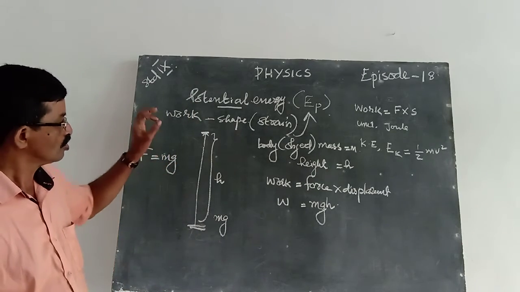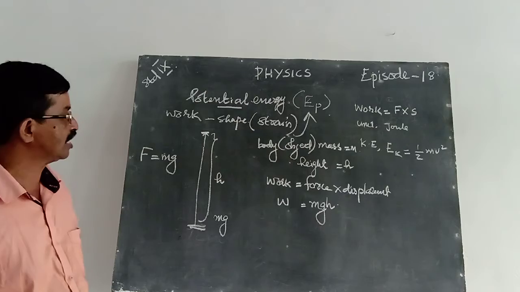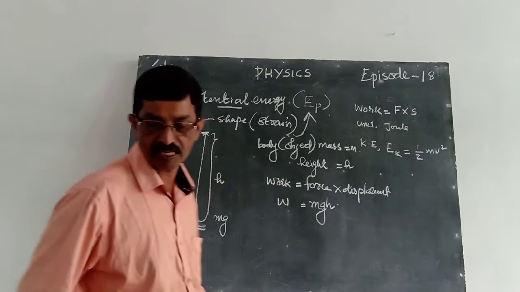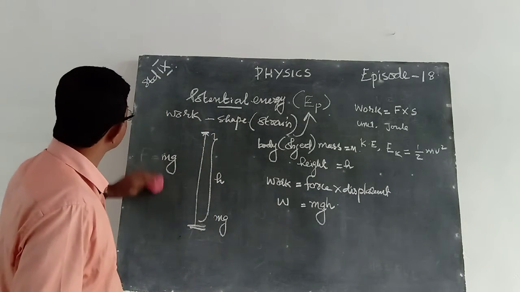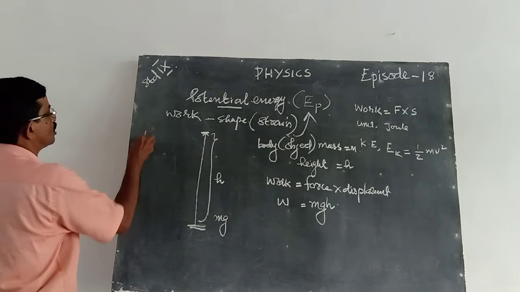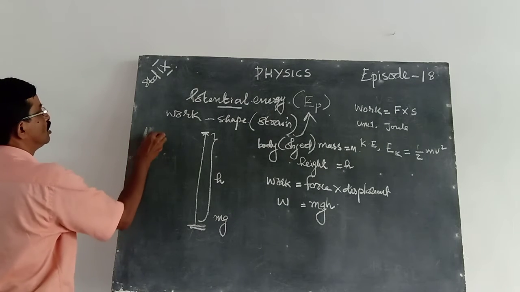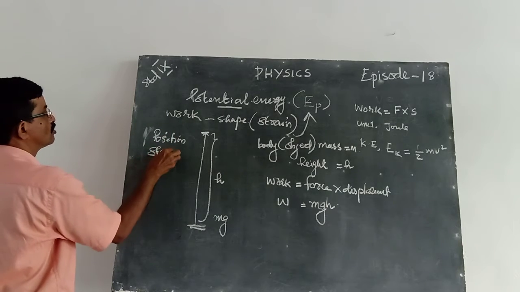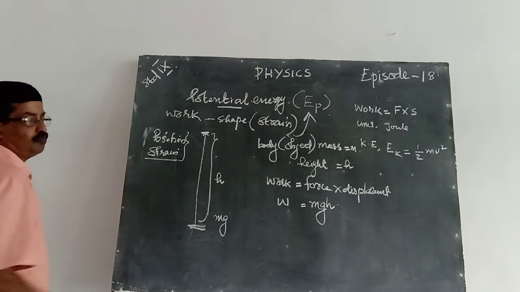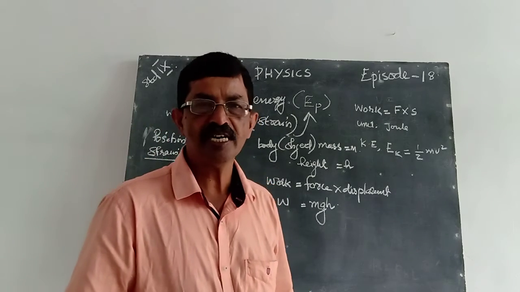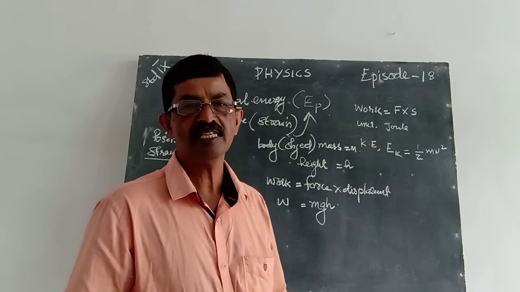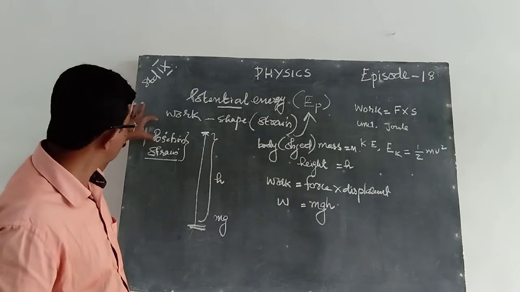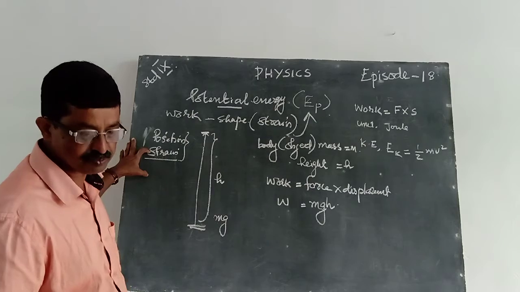So a body or an object can possess potential energy in two different cases. One is due to the change of position, another one is due to strain. So potential energy is the energy possessed by a body or an object due to its position or state of strain.